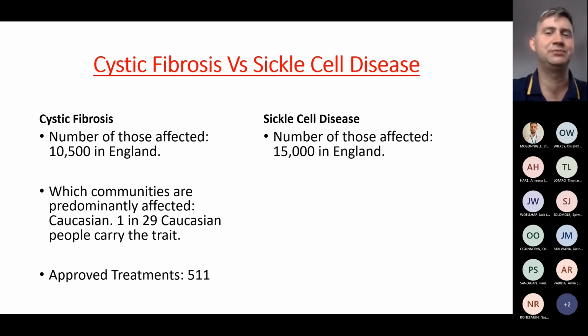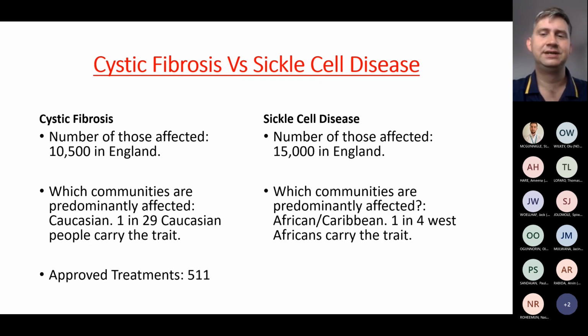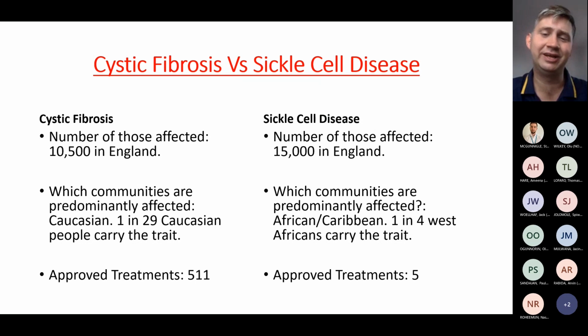Compared with sickle cell disease, we know about 15,000 people in England have sickle cell disease, and it predominantly affects African/Caribbean people, again other cultures too, but that's the main culture. And 1 in 4 West Africans carry the trait. Again, it's very difficult to find data, mainly American-based. And currently the only approved treatments are 5.